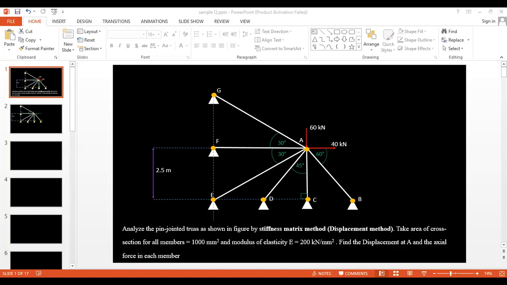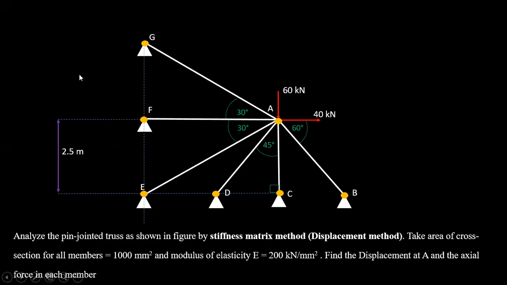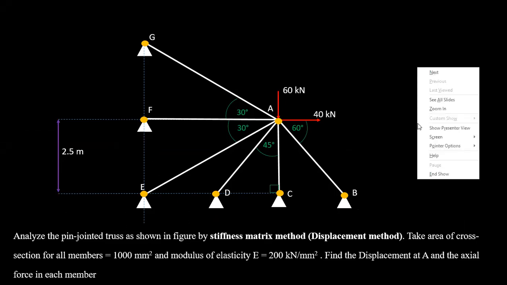Hello everyone. We are going to discuss an application of the displacement method, the matrix displacement method, for a 2D truss. As you can see here, we have a truss with 6 members, and joints B, C, D, E, F, G. At each of those joints you have a pin support.